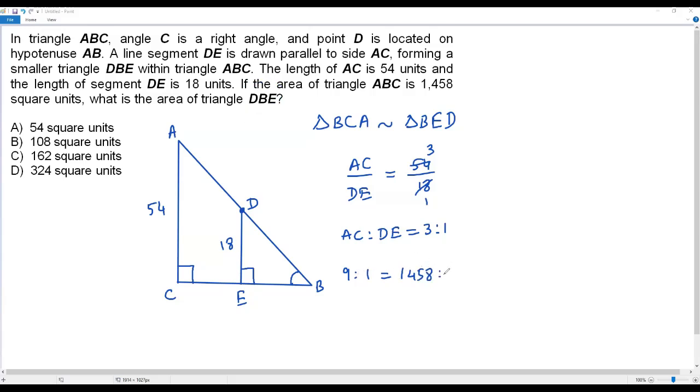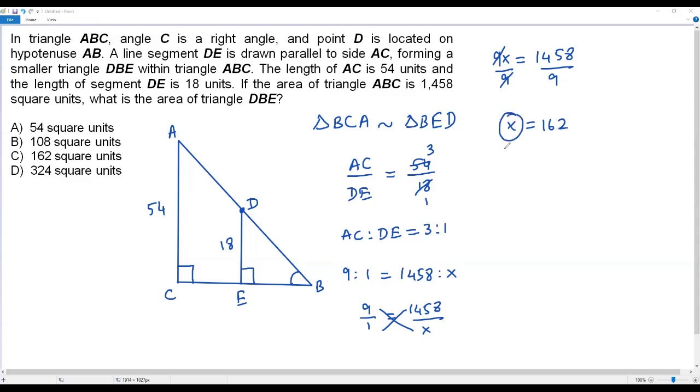So I assume the area of the smaller triangle DBE as x. Now in this proportion I have to solve for x. For that, we can write each ratio as a fraction. So 9 to 1 can be written as 9 over 1, and we can write this ratio as 1458 over x. Okay, now we can do cross multiplication. That is, this numerator has to be multiplied by this denominator, and this numerator has to be multiplied by this denominator. So then we get 9 times x, and when I multiply 1458 by 1, I'm still getting 1458. Now to solve for x, I have to divide both sides by 9. So 9 will cancel out. I'm getting x equals, when I divide 1458 by 9, 162.